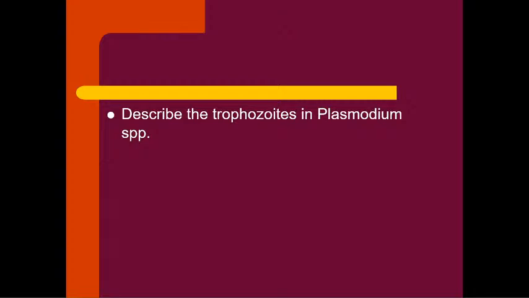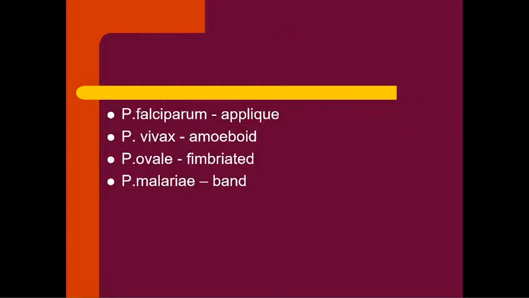Describe the trophozoites of each Plasmodium species. Why trophozoites? Because that's the time when they transfer to the parts of the body, which is usually seen in the blood smear. For Plasmodium falciparum, the trophozoite is an applique form. Plasmodium vivax is amoeboid. Plasmodium ovale is fimbriated, like the fimbriae of the ovaries of females in your anatomy and physiology. And for malariae, it's a band form.